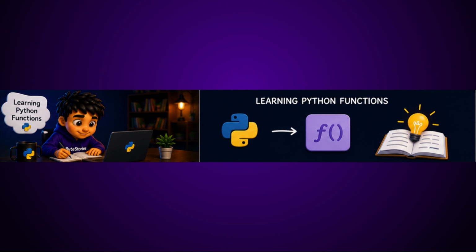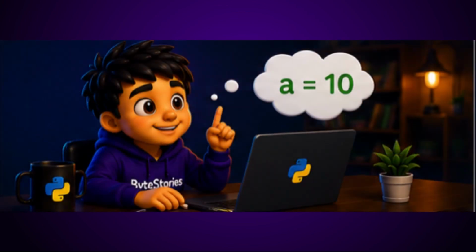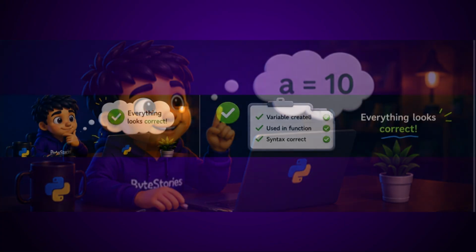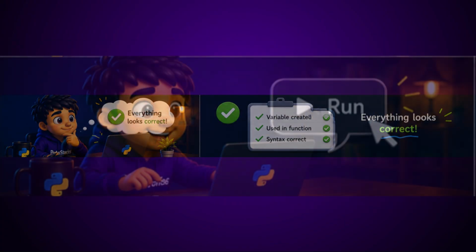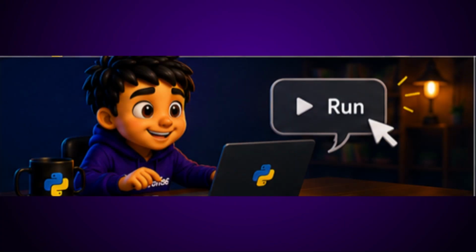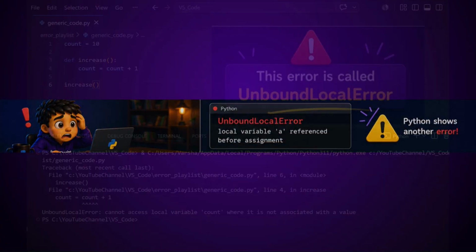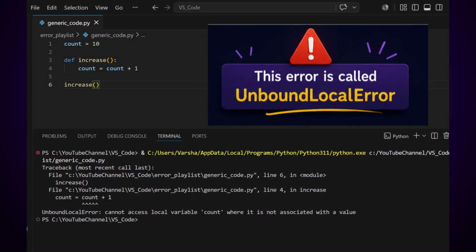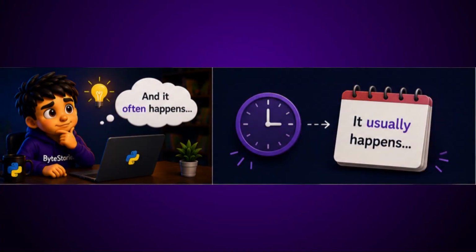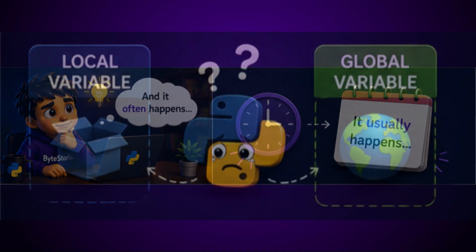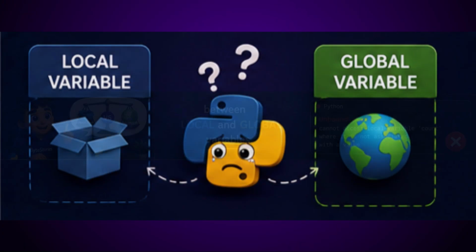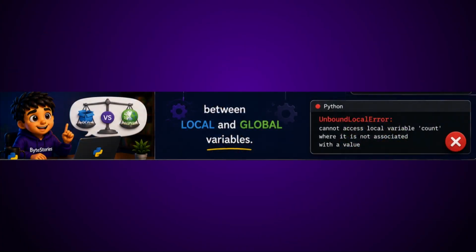Alex is learning Python functions. He creates a variable and uses it inside a function. Everything looks correct. He clicks run. But again, Python shows another error. This error is called unbound local error. And it usually happens when Python gets confused between local and global variables.